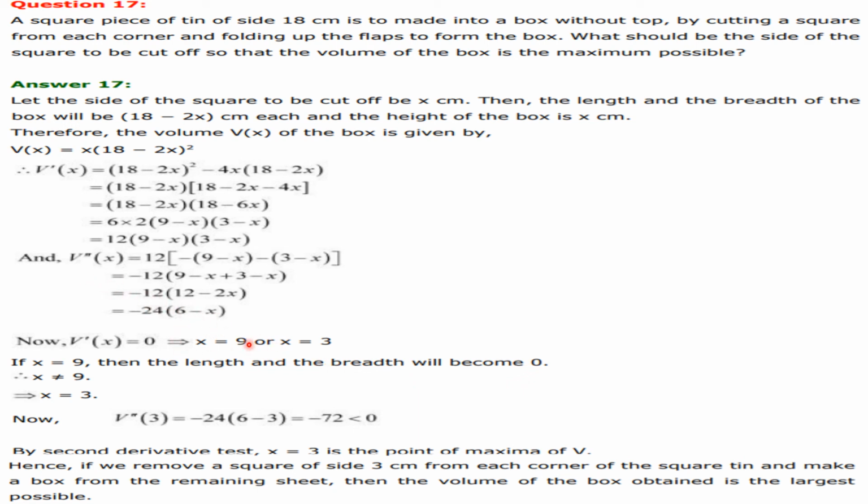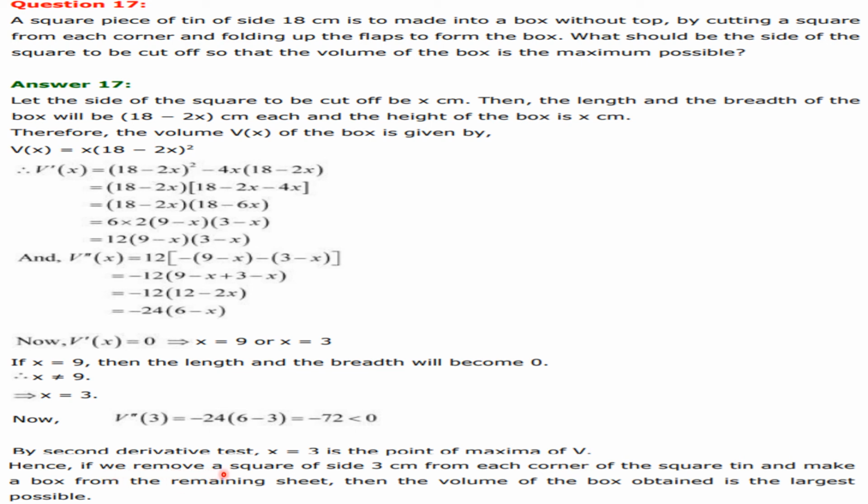So we ignore this number. Then we substitute x is equal to 3. So if x is equal to 3, then v double dash of x value is minus 72. Is it a positive number or negative number? Yes, negative number. So it is less than 0. So v double dash of x, we got here a negative number. Means what can we say, that the given function has maximum at x is equal to 3. So by second derivative test, x is equal to 3 is the point of maximum of v.